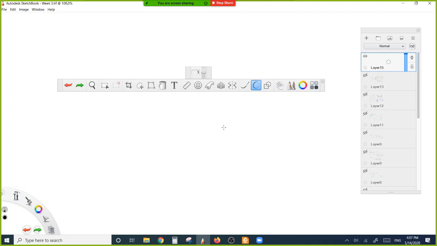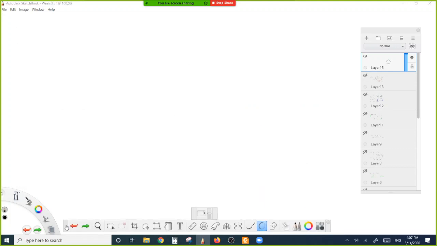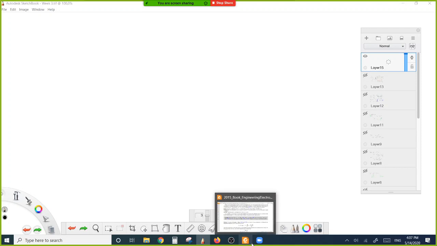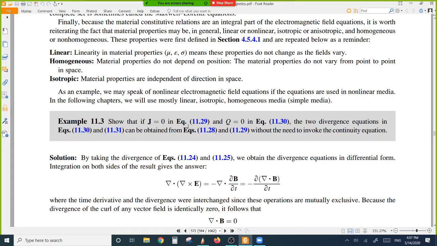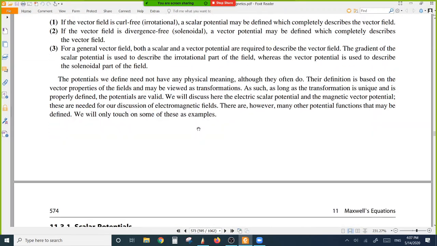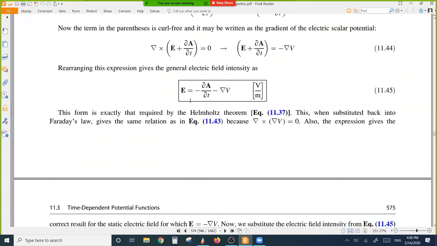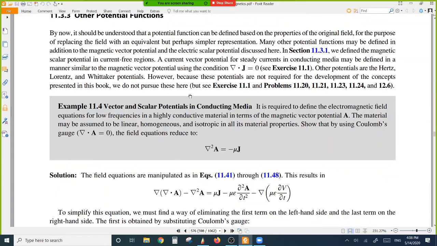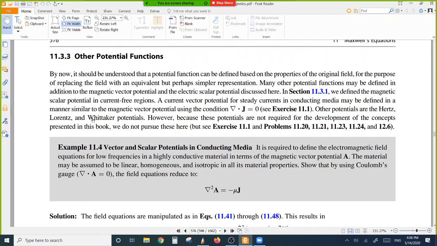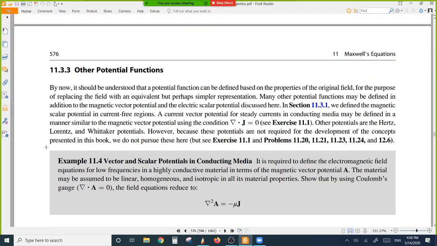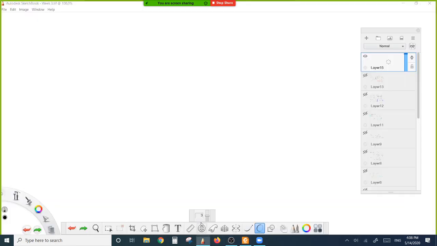Well, now we have one example for manipulating the equations that we have seen so far. So, example number 11.4.